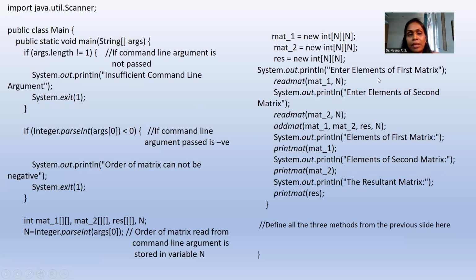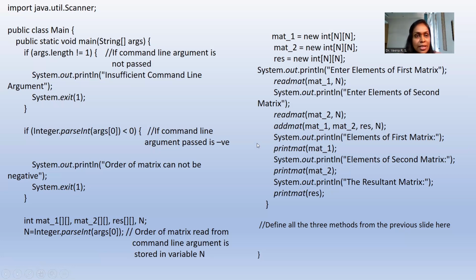And after the main method, whatever methods we have defined in the previous slide, we'll write them here within the class, that is main. And then we will close the main. So this is how the command line argument value is read for the size, or order, of a matrix, when writing a program in Java.